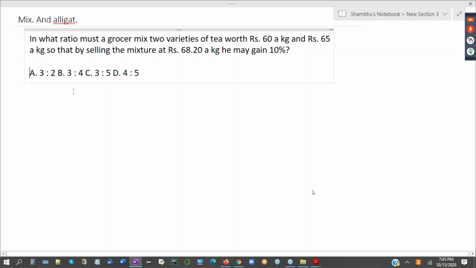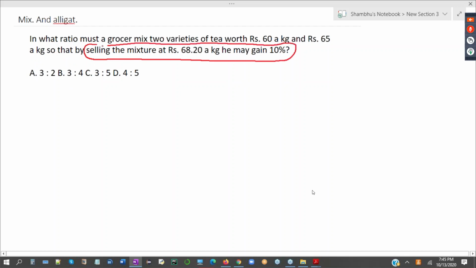Okay, this is one type of question which comes. What is the difference in this question? The selling price is given. Two items are given, one item is 60 per kg, one item is 65 per kg. It says in what ratio I should mix such that if I sell this mixture at 68.20, there should be a profit of 10%. So this question is based on the profit and loss concept.